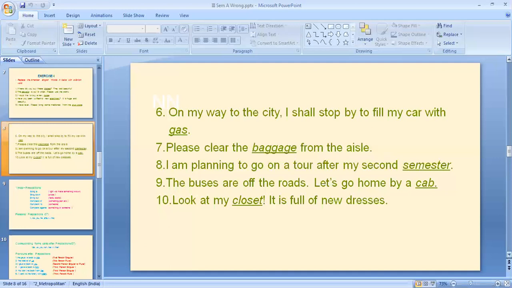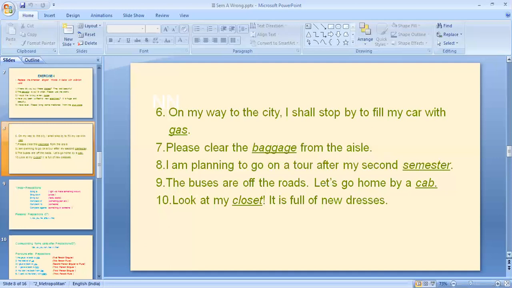Baggage is nothing but a group of bags which is used for carrying things. British people don't call it baggage, but they call it luggage. L-U-G-G-A-G-E, luggage is the British word for baggage.